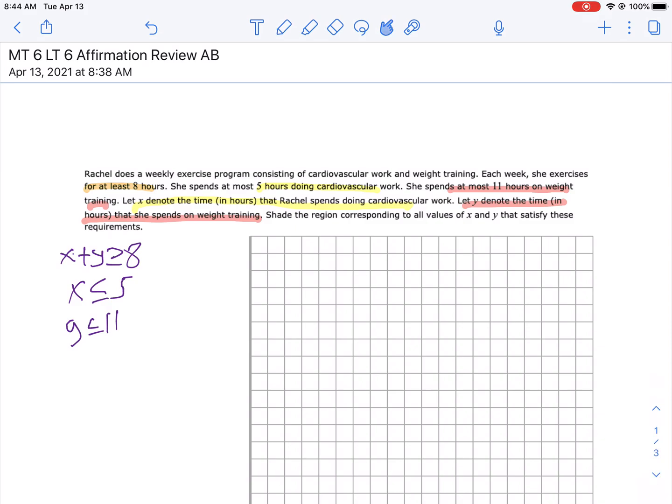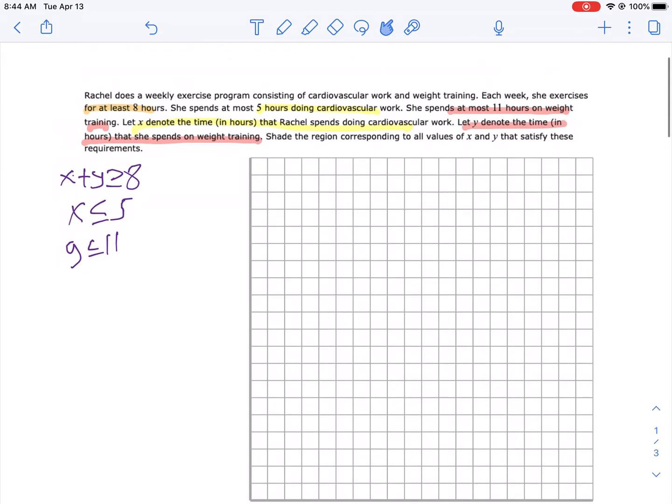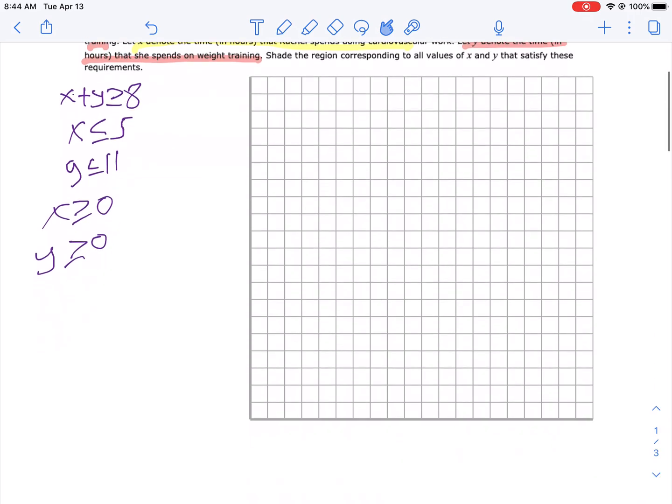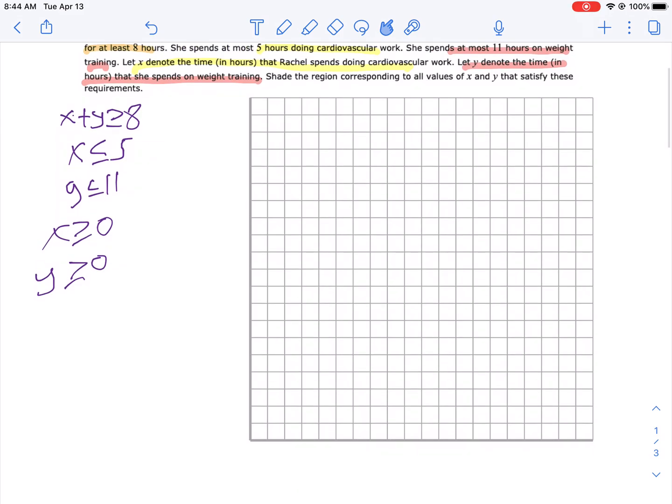Now we're talking exercise here, so she can't exercise a negative number of times, so we're going to say X has to be greater than 0 and Y has to be greater than 0. I kind of did that by default when I made this graph. I just put it in the first quadrant. So let's label our graph here.